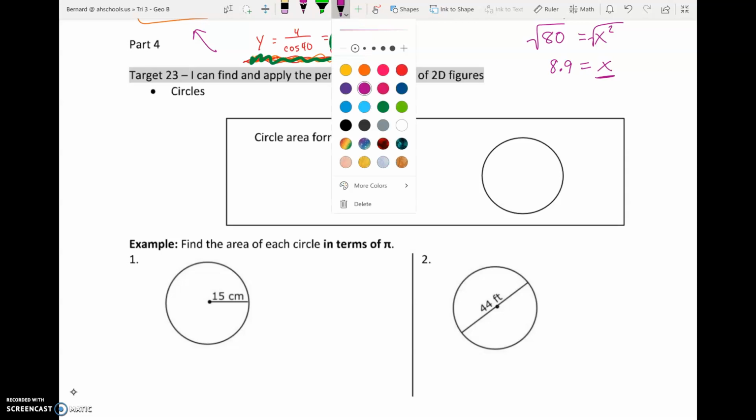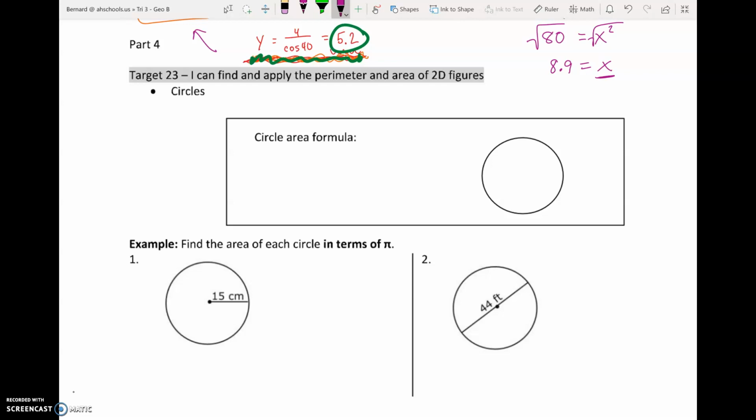And so, parts 1, 2, and 3 were all pretty much the same. We were trying to find the area and perimeter of different two-dimensional shapes. Part 1 was all about triangles and rectangles. Part 2 was all about parallelograms, rhombi, and squares. And then finally, part 3 was all about trapezoids and kites. And a lot of the things we did were similar between the shapes.